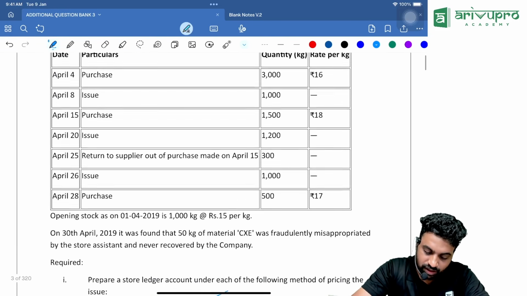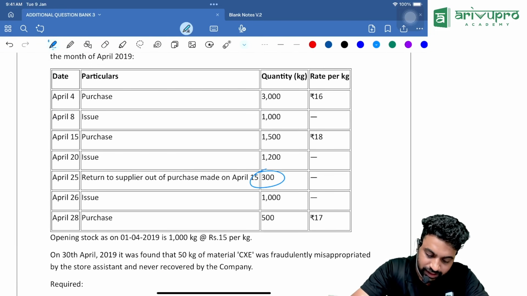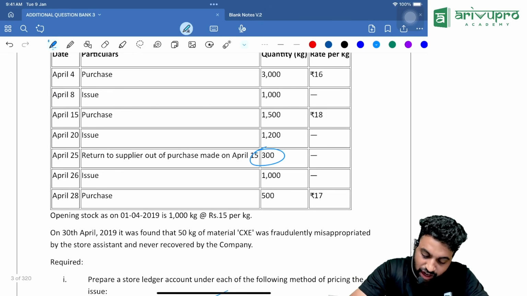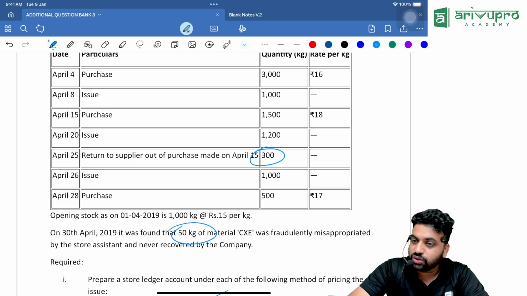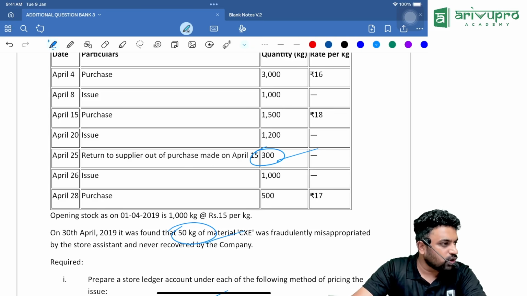Yes, sir. As there is a return to supplier one, I hope you guys considered that and the fraudulently misappropriated one. These two things you didn't consider while calculating cost of material consumed. Did you or not? You should ignore them from the issue column, because one is a return, which you should reduce from the cost of purchase. One more is costing P&L. You guys got this right? I hope no need to solve it.